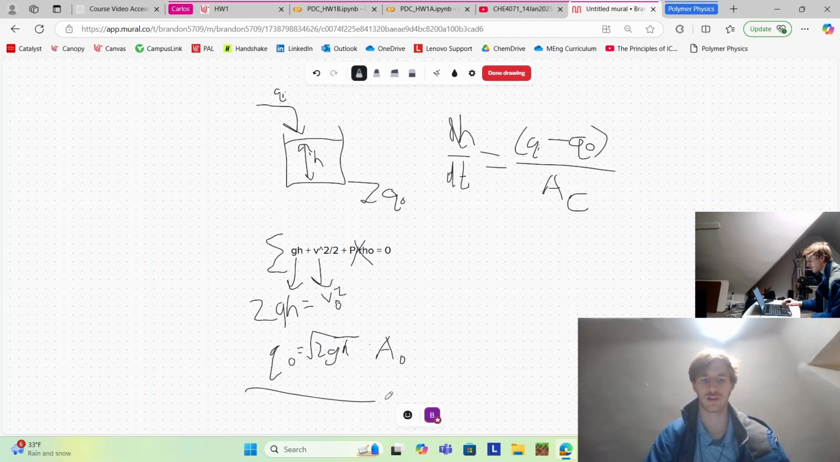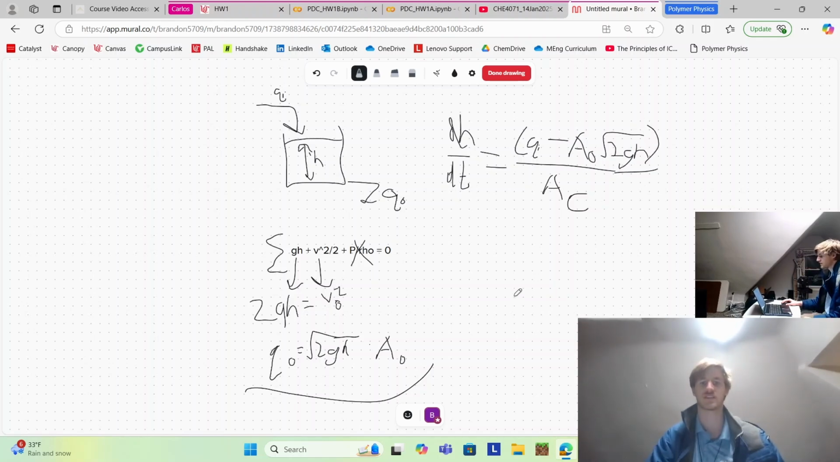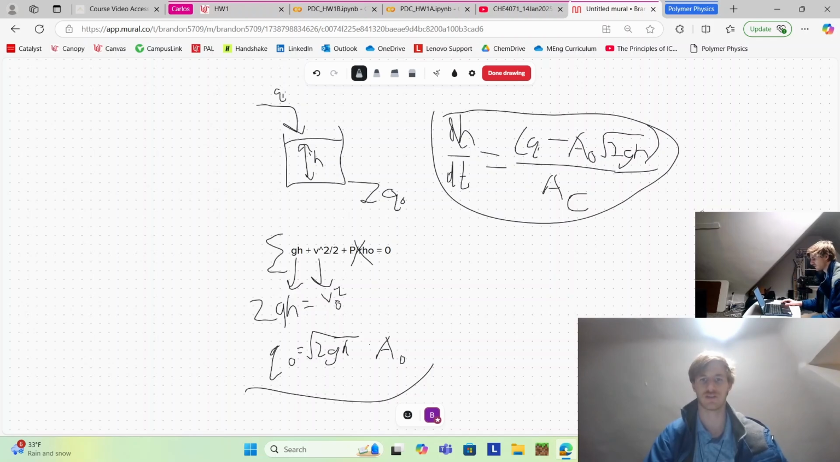Right, now plugging this equation in up here, we get that our dH dt equals Q in minus A out times the square root of 2GH all over the cross-sectional area. This is our differential equation. Now to move on to that initial value, right? We know it's at steady state, so we know dH dt is 0. So we could just set this right-hand side to 0.